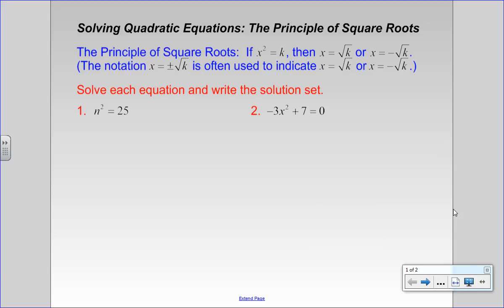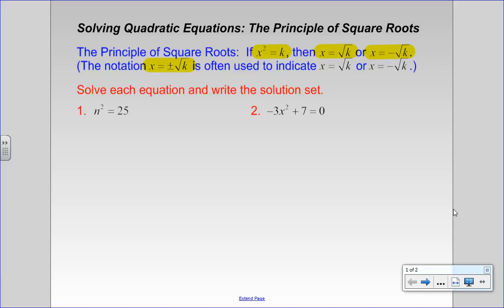Since quadratic equations contain a term in which the variable is squared, it is often convenient to solve them using the principle of square roots. This principle states that if x squared equals k, then either x equals the square root of k or x equals the opposite of the square root of k. The shorthand notation x equals plus or minus the square root of k is often used to indicate both of these values together. Let's look at some examples of how the principle of square roots can be used to solve quadratic equations.